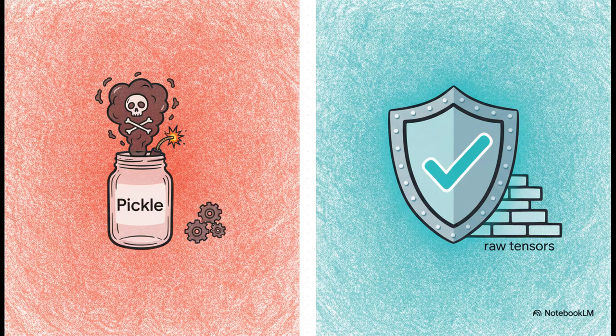Enter Safe Tensors. Built by Hugging Face to fix this exact vulnerability, Safe Tensors acts as a shareable firewall. It strips out the executable code and that optimizer state, storing only the raw tensors. This allows for zero-copy memory mapping. That means your model loads blazingly fast directly into RAM without executing a single line of risky code.